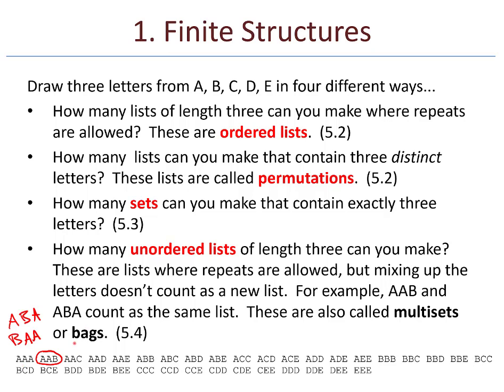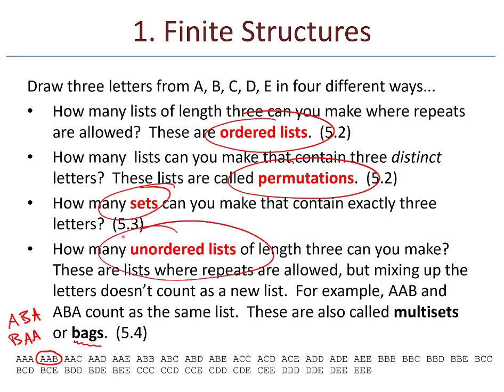I like the word bags. It's pretty descriptive. It's kind of like I have an A, and a B, and I just throw those 3 things into a bag. You can imagine you go to the store and you buy 2 apples and a banana, and it doesn't matter the order that you buy them in. You know, when you get out of the store, you put those 3 pieces of fruit in your bag, and that's all that really matters. So we have these 4 finite structures. We have ordered lists, permutations, sets, and unordered lists. In the sections that follow in Chapter 5, we'll learn how to count these things systematically.